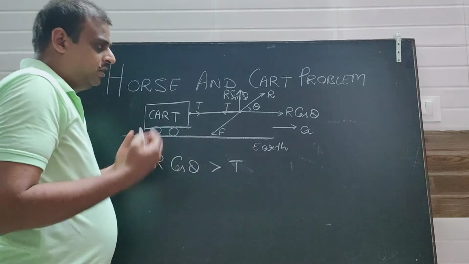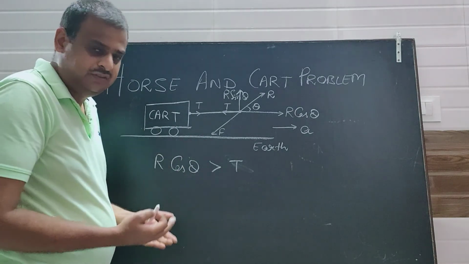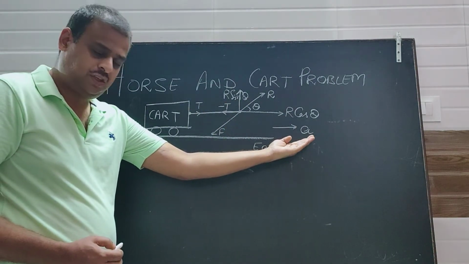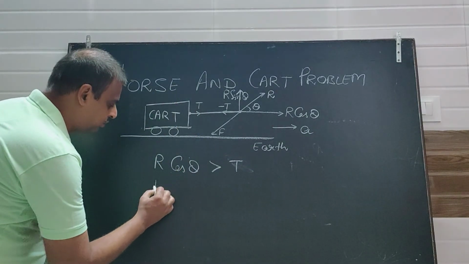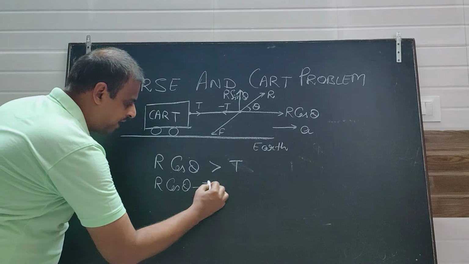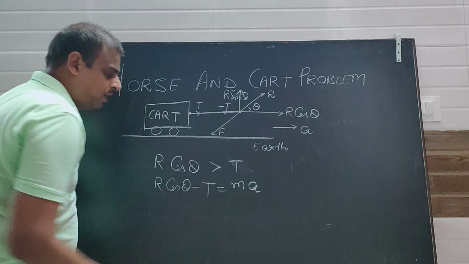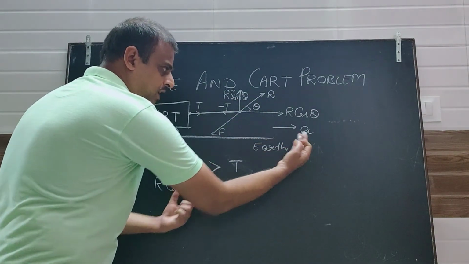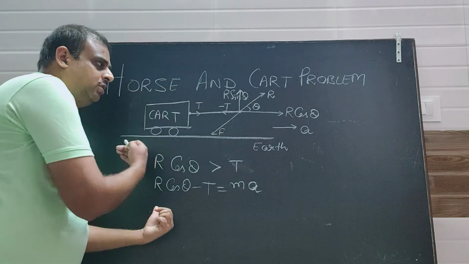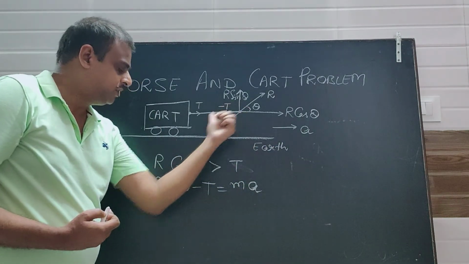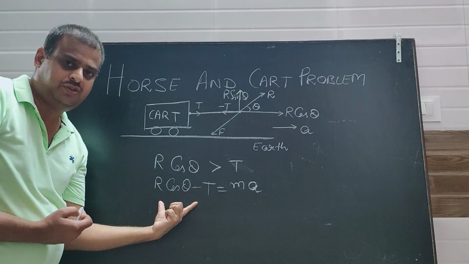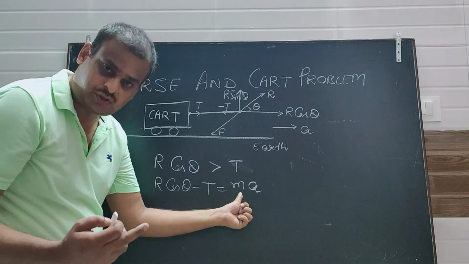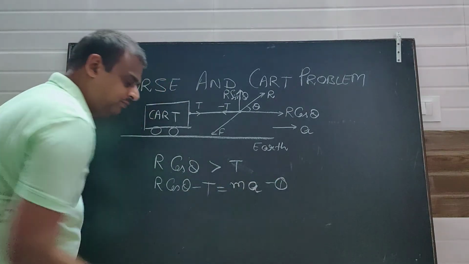But here some pseudo forces are occurring. So let us say T is opposite to reaction, action. So I am putting a negative sign. So R cos theta minus T is equal to mass into acceleration. Net force R cos theta in the direction of acceleration taken positive. Tension opposite to the acceleration considered negative. So this is the net force, and this is equal to mass into acceleration. What is M? M is the mass of horse. This is equation number 1.